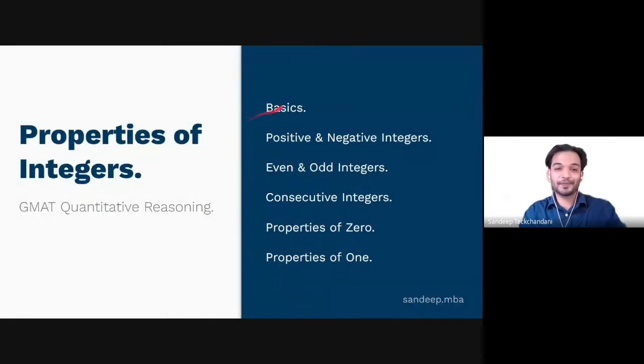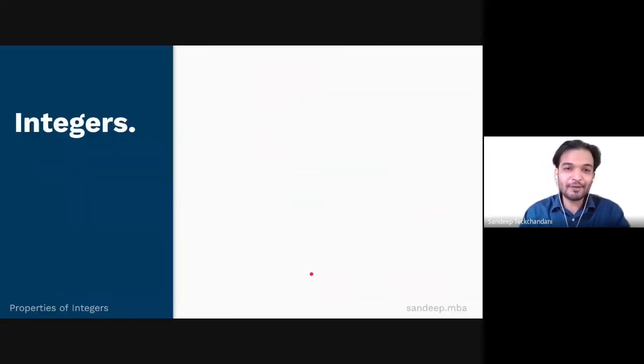of integers. So in this GMAT video lesson, we'll start with the basics of integers. We will learn what are positive and negative integers, even and odd integers, consecutive integers, what are the properties of 0, and eventually we will explore the properties of 1. So let's start with the basics. What are integers? Integers are the set of negative whole numbers and the set of positive whole numbers together.